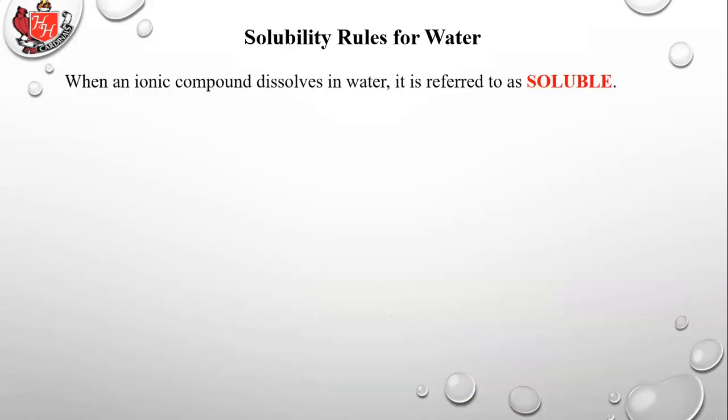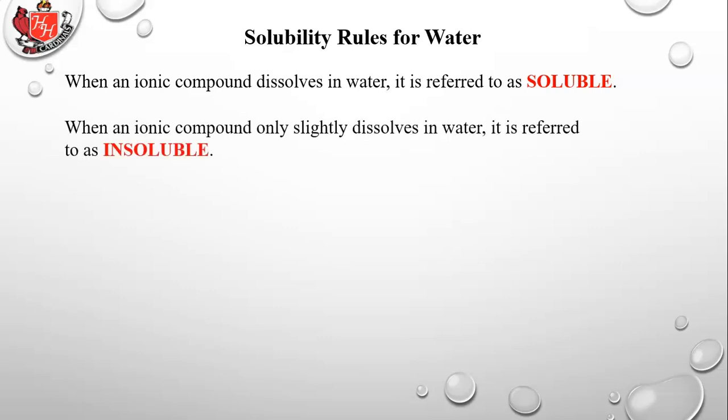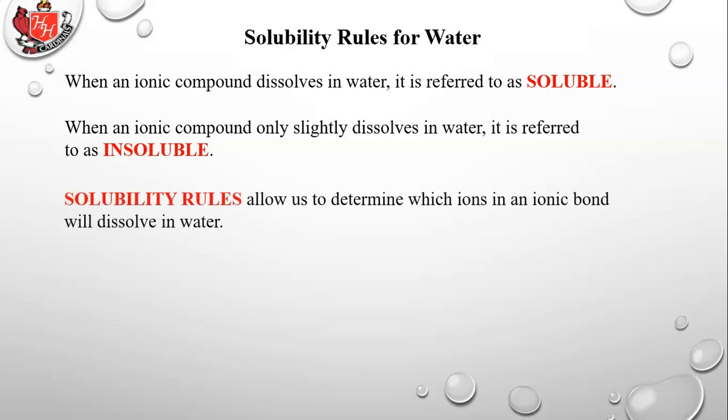Okay, first we're going to deal with the concept of solubility rules. When an ionic compound dissolves in water, it is referred to as soluble. When an ionic compound only slightly dissolves in water, and that means very, very slightly, it is referred to as insoluble, that it does not dissolve in water. Solubility rules allow us to determine which ions in an ionic bond will dissolve in water.